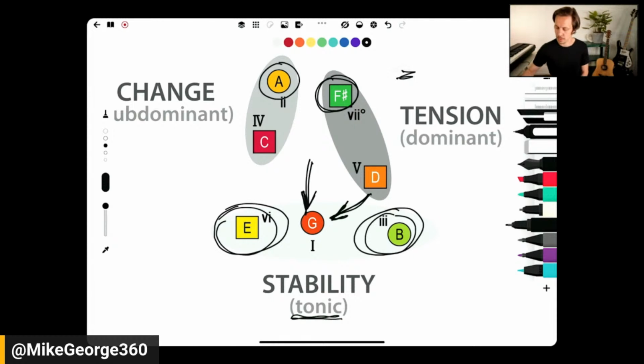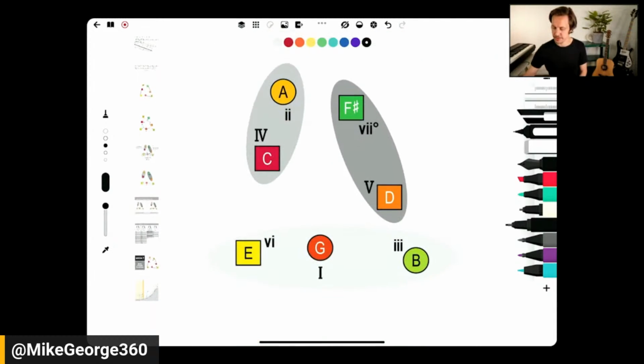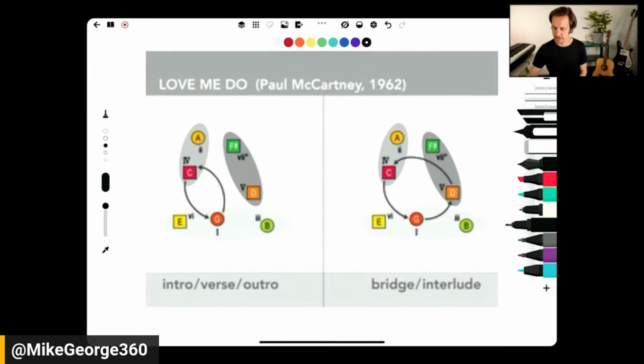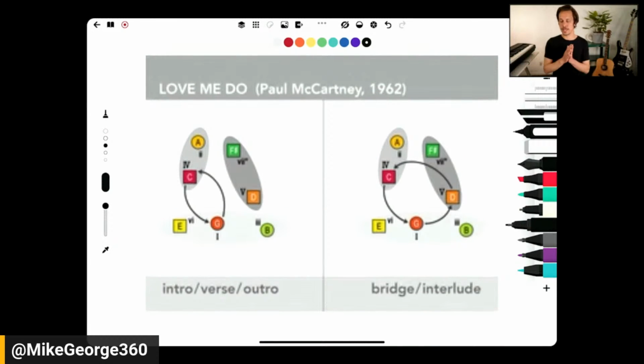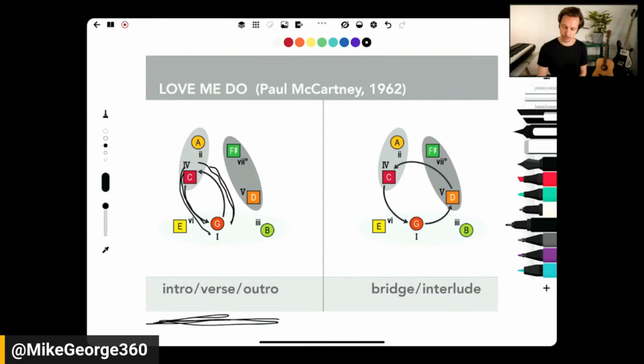I want to use one example. Again, this is from lesson 7 in the course, but Love Me Do by the Beatles. It uses the chords we were just playing. It's in the key of G, and the verse section, the intro, the verse, and the outro actually all use the 1 and the 4 to go back and forth between stability and change. That's why it sounds pleasing, because it's using chords that move back and forth.